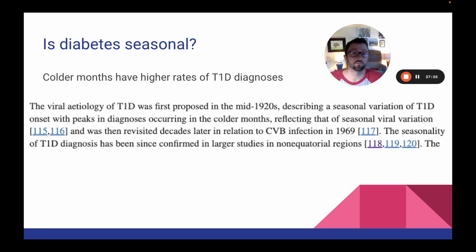So, turns out they started paying attention in the 1920s. They found that in those times of seasonal change, you have those seasonal flus in there. We mentioned before that influenza has a role, has a tie to the development of autoimmune conditions. But it's been confirmed that there are peaks in diagnoses of type 1 diabetes that correlate with seasonal changes.